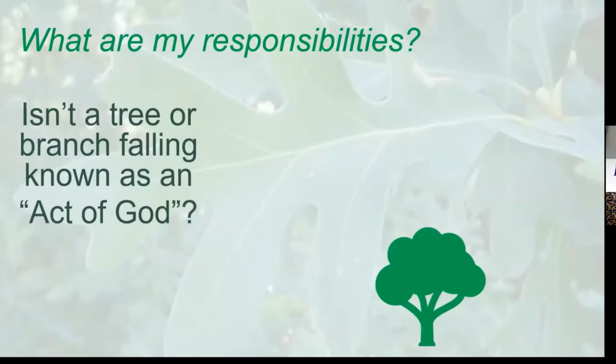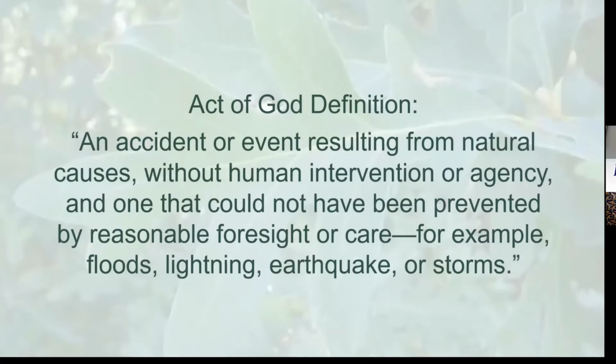Isn't a tree or branch falling known as an act of God? We've all heard that term before. So what's an act of God definition? Here it is. An accident or event resulting from natural causes without human intervention or agency, and one that could not have been prevented by reasonable foresight or care. For example, floods, lightning, earthquake, or storms. Now take a note of the phrase, could not have been prevented by reasonable foresight or care. We're going to be looking a little more closely at that as we go through the presentation.